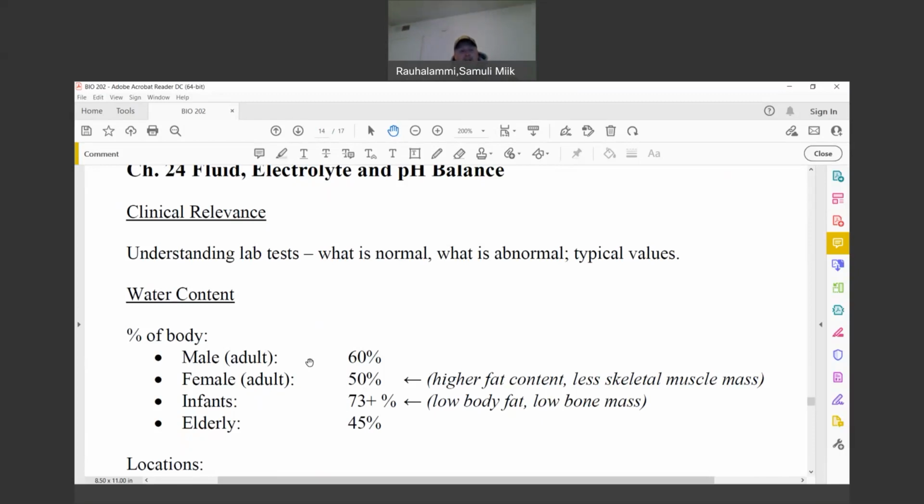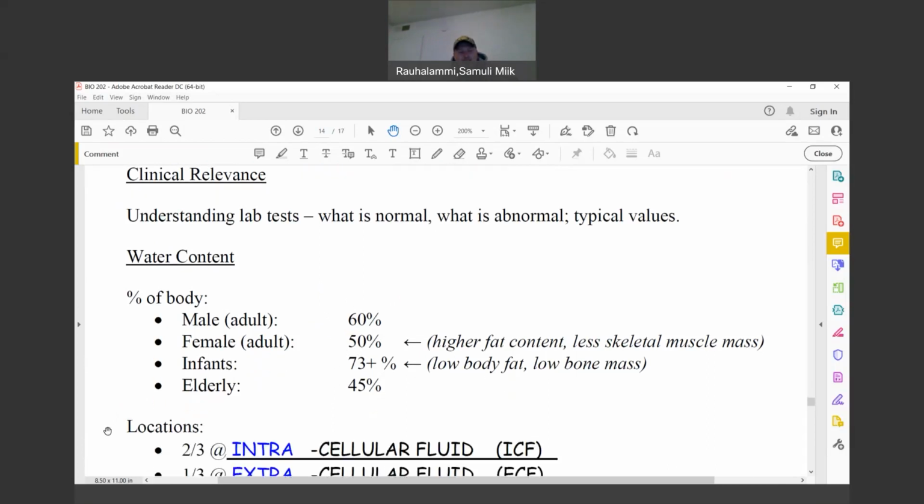We'll also see that with adults, there's a sex difference, with males generally having a little bit more water content than adult females. This can be explained, again, by body fat percentage and skeletal muscle mass and so on. I tend to ask this in an exam: can you organize these into the correct order? So that might be a fun thing to know.